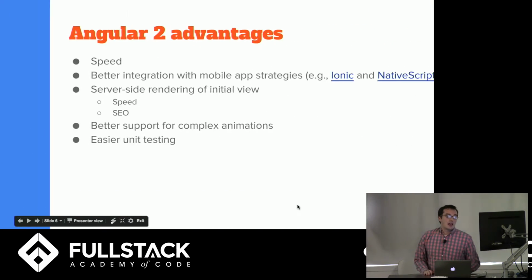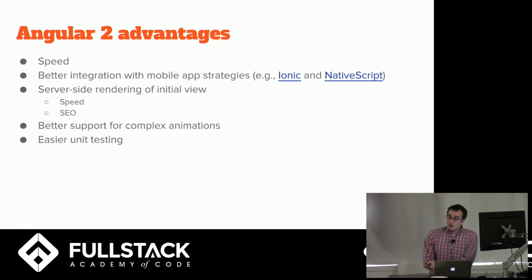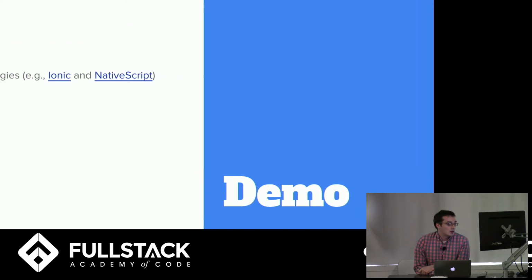So what are some of the advantages that Angular 2 has over Angular 1.x? The main one is speed. Google estimated at one point that Angular 2 would work 3 to 5 times faster than Angular 1.x. It was designed so that it would integrate better with mobile app strategies like Ionic. Angular 2 will do server-side rendering of the initial view, so when the user hits your page, that experience is faster for them. It should also have SEO benefits as well. It should support more complex animations better than Angular 1.x, and also testing should be easier as well.